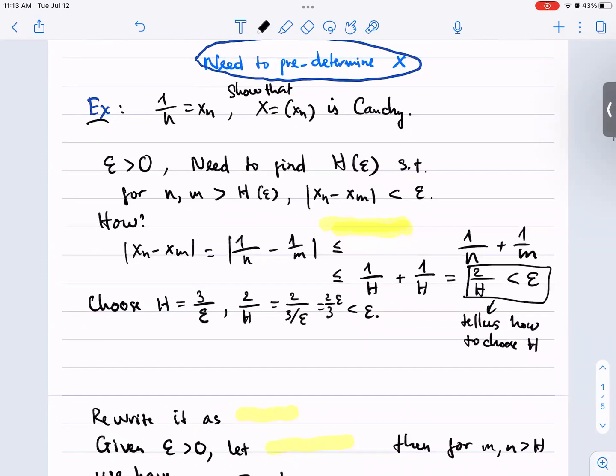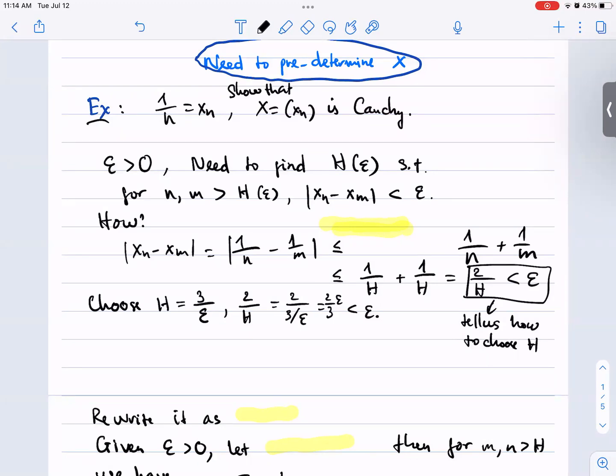So here is an example. The sequence xn equals 1 over n. We're going to show that this is Cauchy. So how do we do it? We just need to interpret the definition of a Cauchy sequence. We pick some number epsilon bigger than 0. We need to find h depending on epsilon such that for integers n, m bigger than h, the difference of xn and xm must be smaller than epsilon.